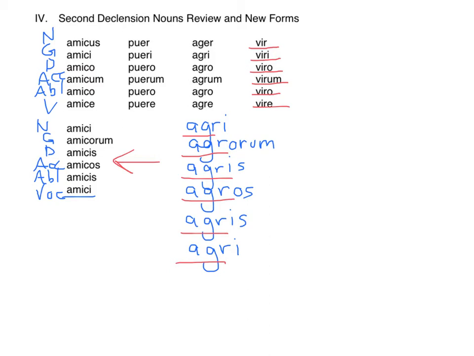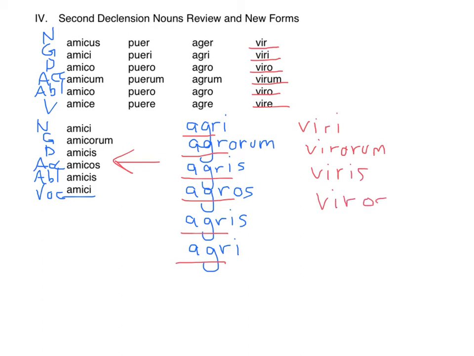It has the same endings as puer and ager. The difference from amicus is that it does not have the us in the nominative singular. And then you can see that the difference is that it has an IR instead of an ER or a dropped E. So it's very much like puer except with IR instead of an ER. Naturally, the nominative forms are going to be exactly the same as amicus.